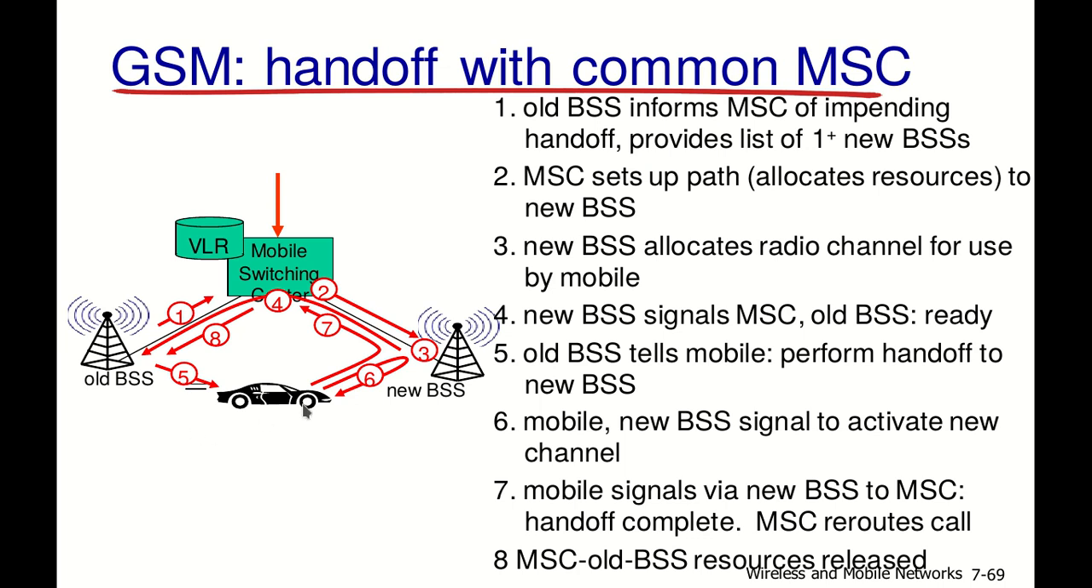So before the user breaks the connection with the old base station, the new base station is already prepared and is ready to receive the communication from the mobile users, and the traffic is already allocated or rerouted to the new base station. And then after the traffic is being handled in the new base station, only after that the resource is released in the old base station. So this is to avoid the disruption of the ongoing session.